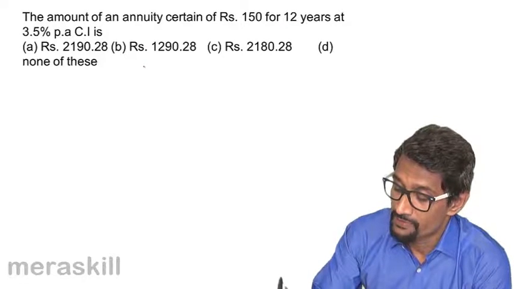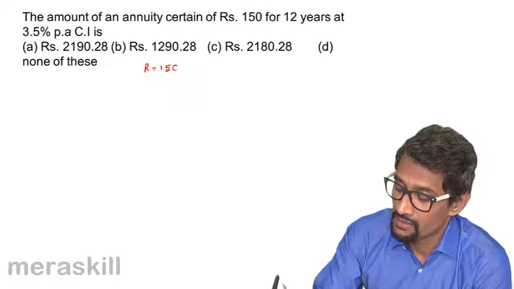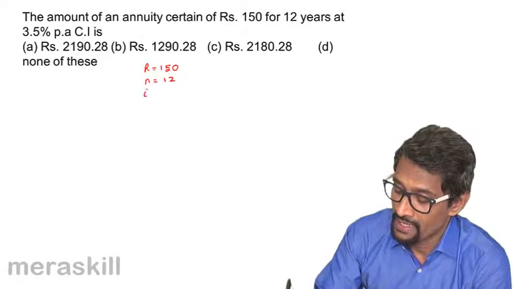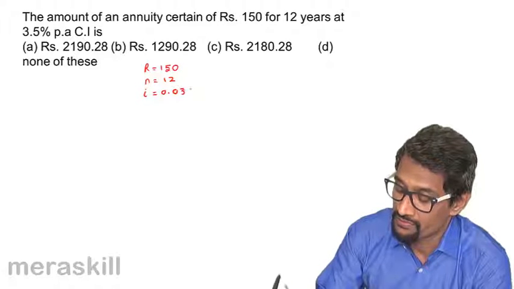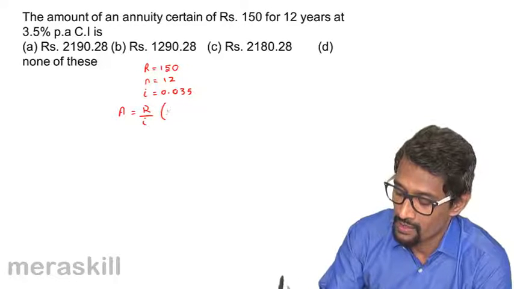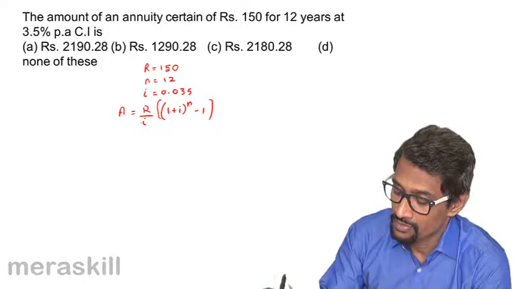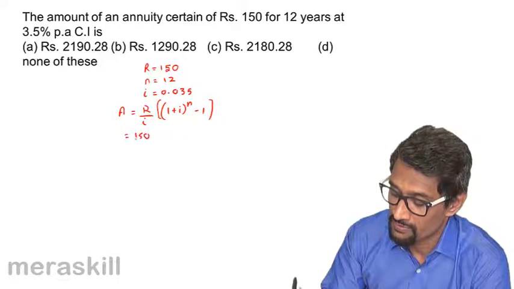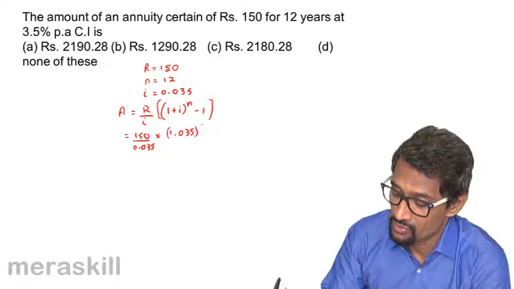Here R is 150, N is 12, and I is 0.035, and we need to find A, which is R upon I into 1 plus I raised to N minus 1. This will turn out to be 150 upon 0.035 into 1.035 raised to 12 minus 1.